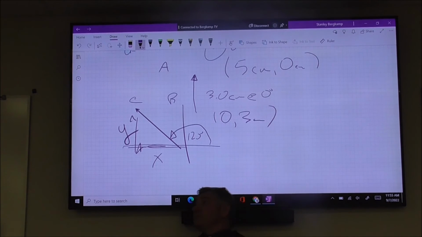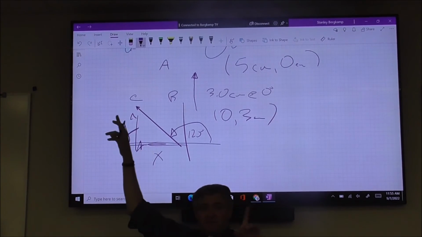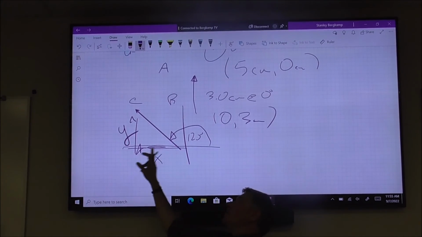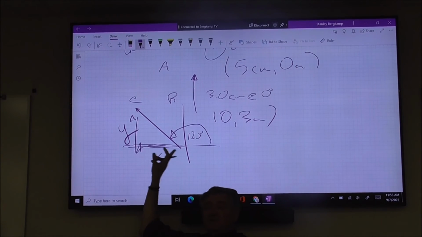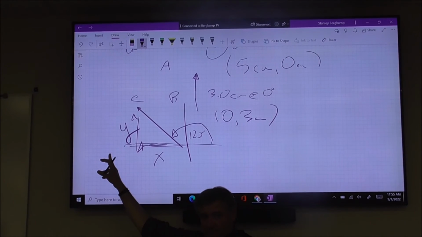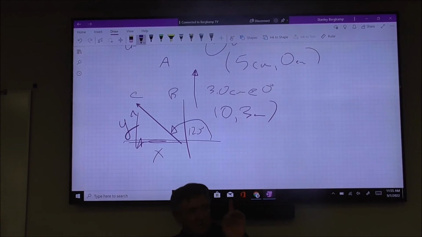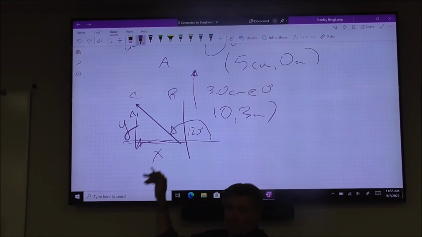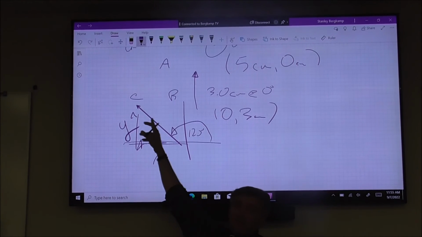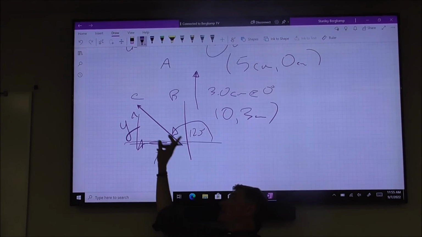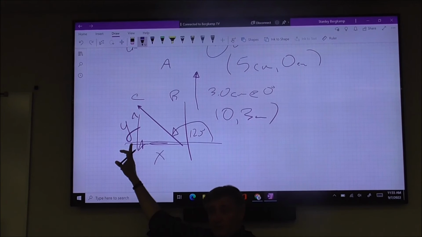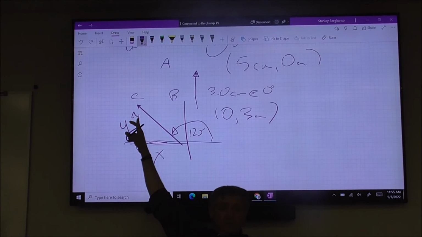Now, because we're in the second quadrant, math nerds, pay attention. You're in the second quadrant, so what's going to be the sign of my x component? Negative. What's going to be the sign of my y component? Positive. So here's what I want you to do. Right quick, I want you to draw vector C, and then measure how far over you go in the x and how far up you go in the y.